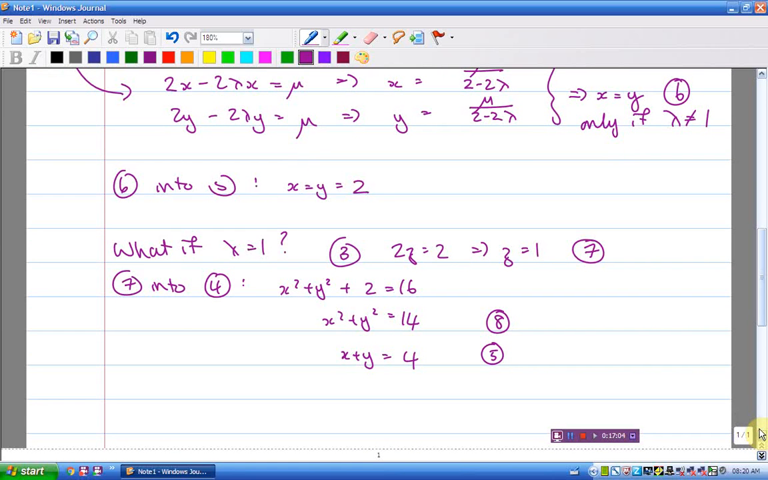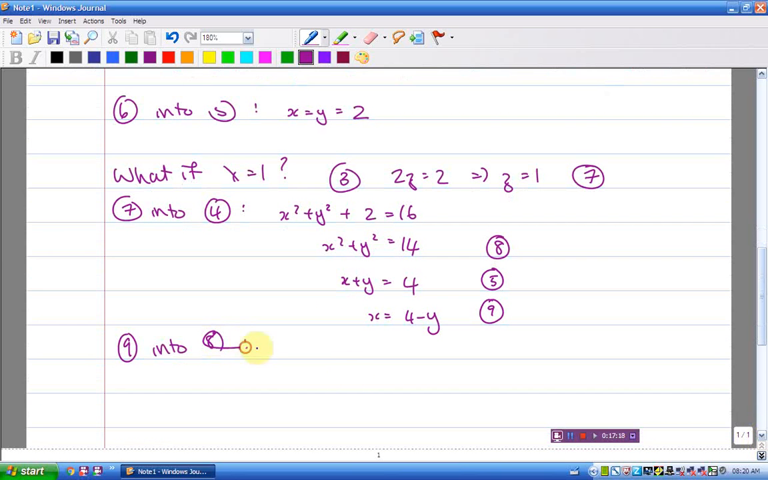X plus y equals 4, so x equals 4 minus y. Let me call that result 9. I'm going to put result 9 into result 8, which is x squared. X squared is (4 minus y) squared plus y squared equals 14. So 16 minus 8y plus y squared plus y squared equals 14.